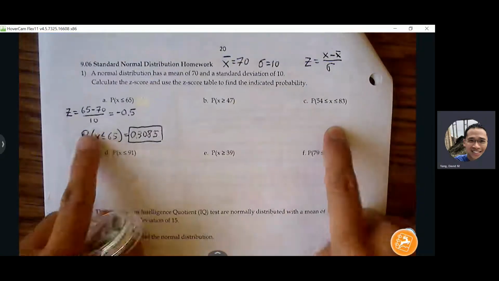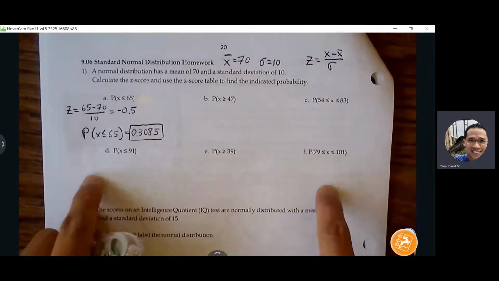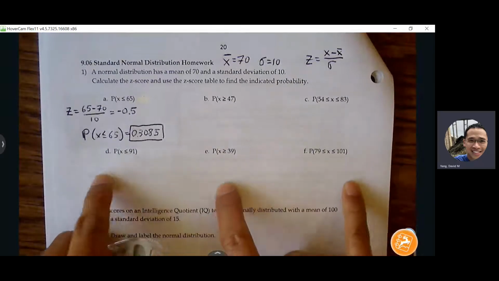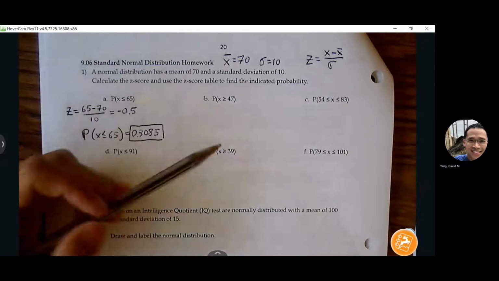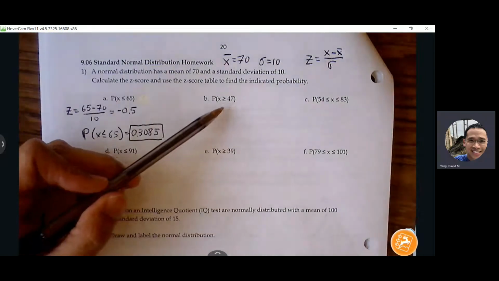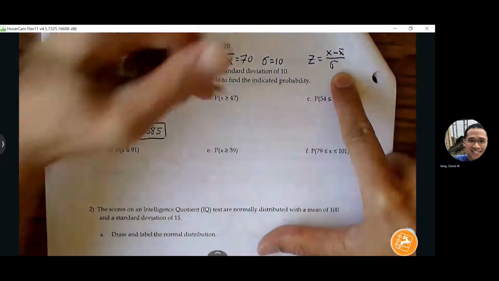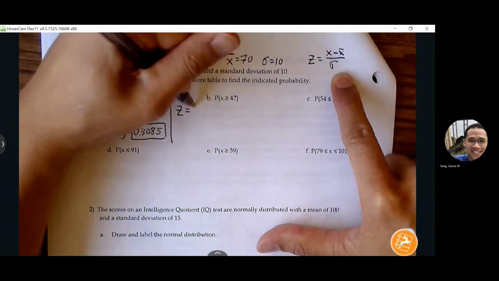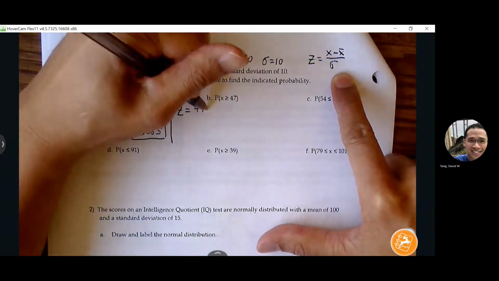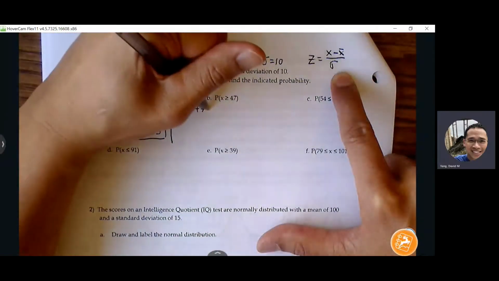I'm going to do A, B, and C with you, and then I'm going to walk around to see how you guys do with D, E, and F. Can you guys get those values on your own? Okay. Next up, 47. We'll find our z-score. Sorry, yeah, 47 minus 70.